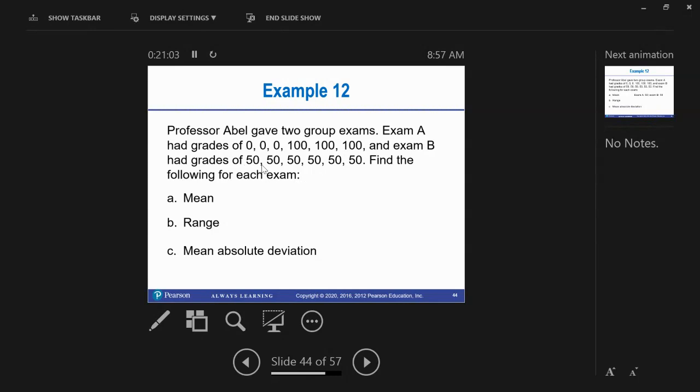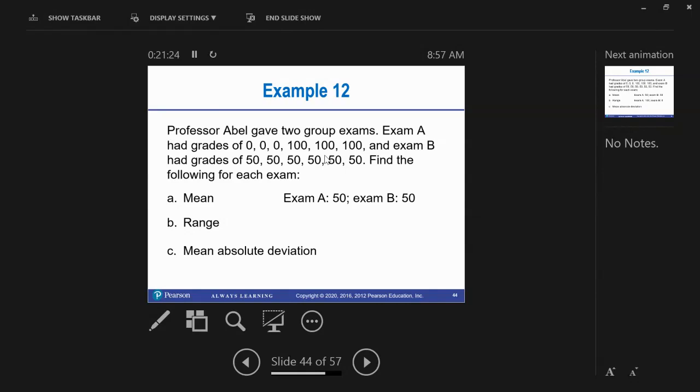50. Okay, and then if you have all 50s, what's your average going to be? 50. Okay. So really what they're wanting you to see here is you have 2 exams with the exact same average, but if you actually look at those scores, they're nothing alike, are they? Okay. So that's why these measures of variation are so important.